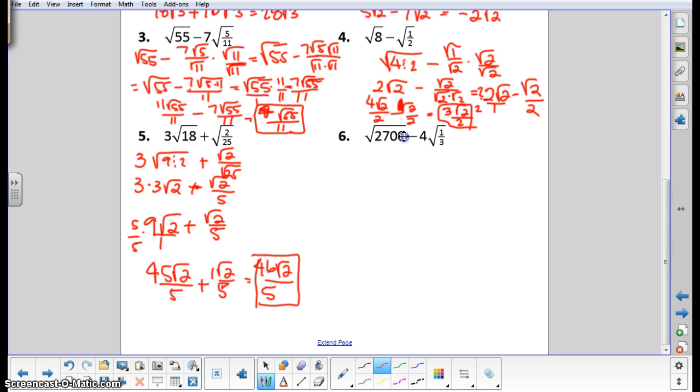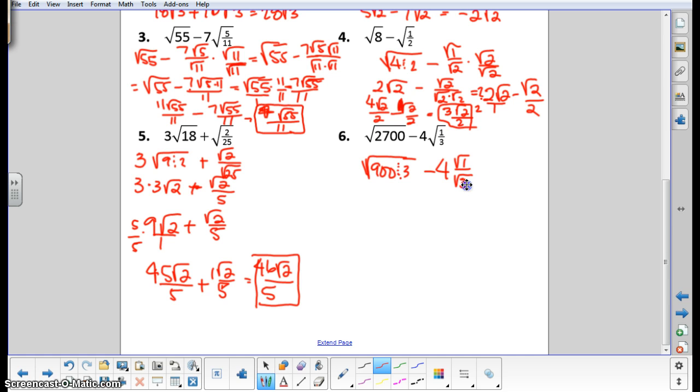Okay, now this one. The 2700 may look intimidating, but if you play around with it a little bit, you're going to realize that 900 is a perfect square. And you multiply 900 times 3, and you get 2700. And we're going to address the 4 times the root of 1/3, and we're going to split that into an upper root and a lower root.